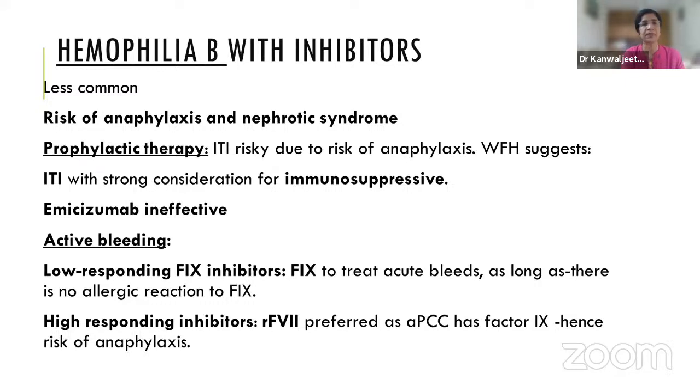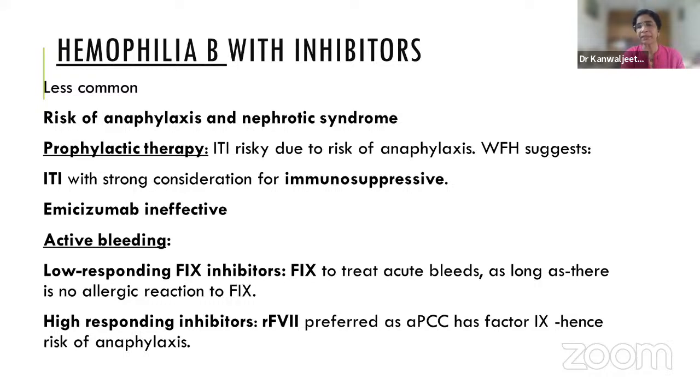Rituximab can be used along with factor 9. Emicizumab, as we saw already, would be ineffective because it binds with activated factor 9 to activate factor 10. So there is no role of emicizumab in hemophilia B with inhibitor for prophylaxis. For active bleeding, for low responding inhibitors, factor 9 can be used.